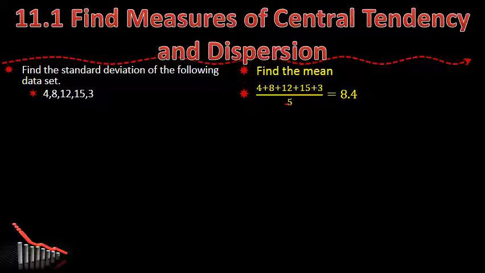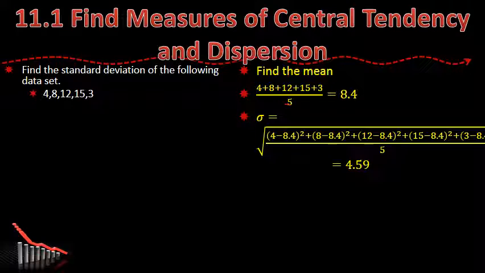Then I fill in the standard deviation formula. So it's the data value minus the mean, for each of the five data values. Subtract and square each of those, add them up, divide by the number of numbers, and take a square root. You get 4.59.